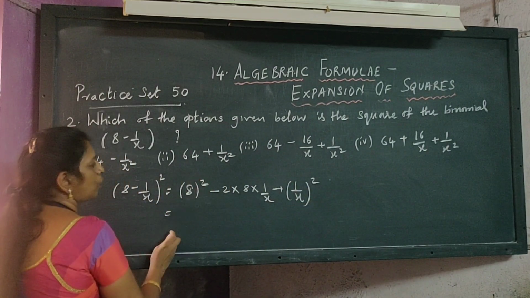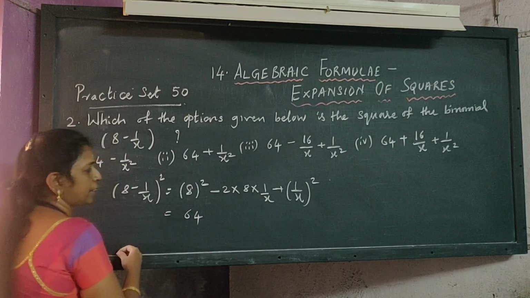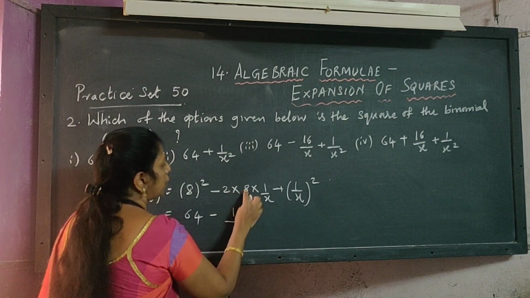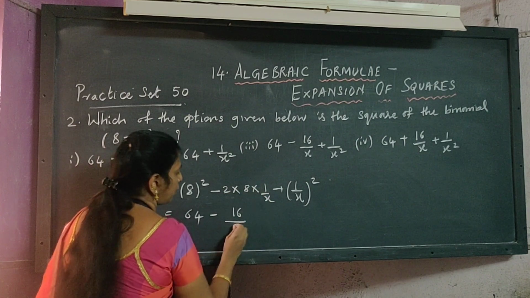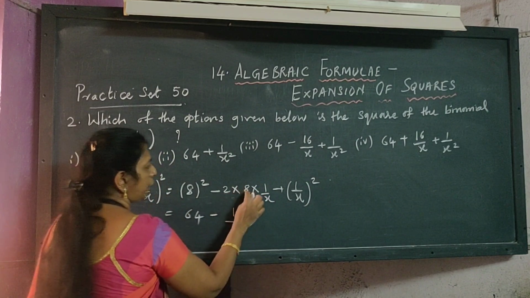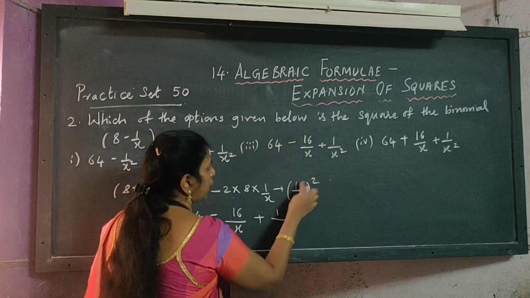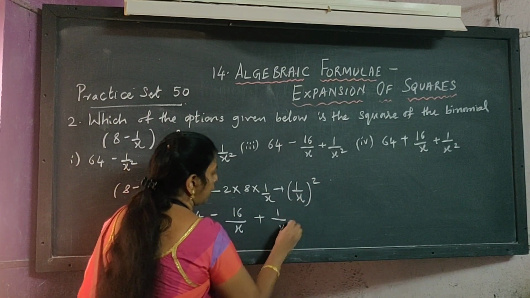So 8 square is how much? 64. 8 8s are 64, minus 8 2s are 16. Multiply the numerator and denominator, it will become x. So 2 into 8 into 1 is 16 upon x, plus 1 square is 1, upon x, will become x square.